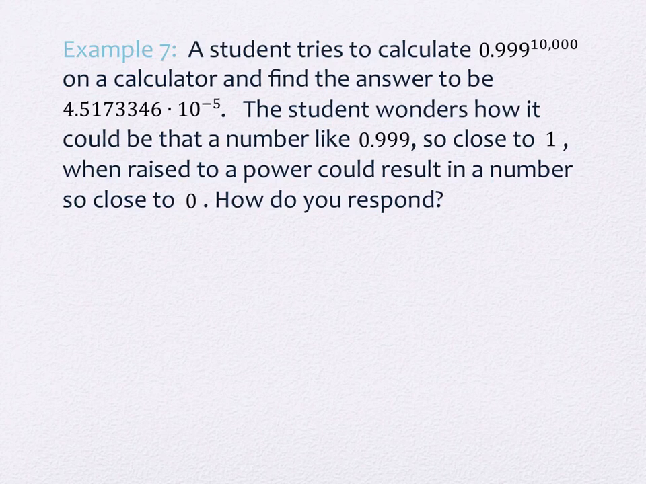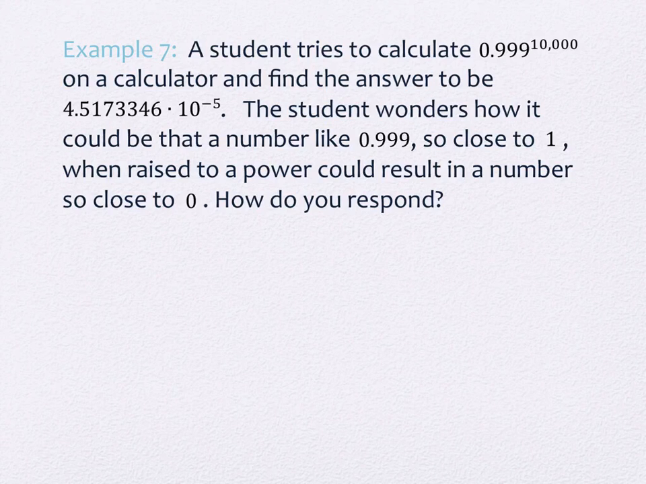That's a very small number, right? Because of the negative 5 on that scientific notation. It's a small number. But the student wonders how it could be possible that a number like 0.999, which is so close to 1, so close you might have thought it was the biggest number less than 1 on the last assignment, right? It's really close. How could a number so close to 1 raised to a power result in a number so close to 0? Because that's what this number is.